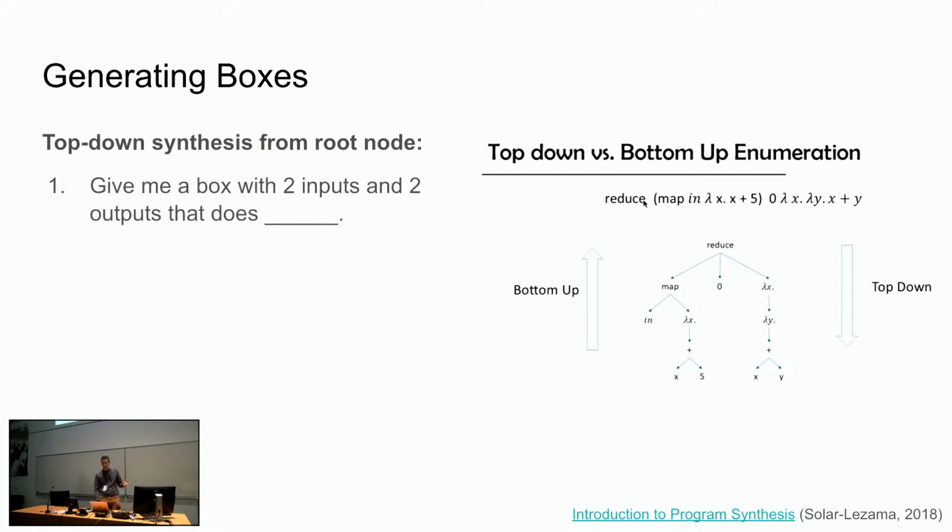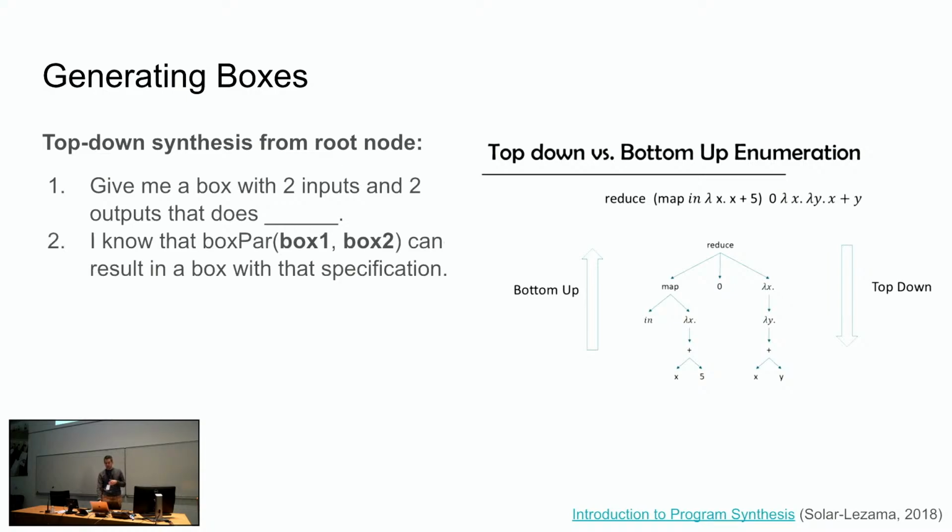The equivalent thing in Faust with boxes is to say, I want to have a box with 2 inputs and 2 outputs that does blah. And now you think to yourself, I know that box par, the parallel operator, can result in such a box. But if I call box parallel, I'm going to need 2 arguments. Well, those would be box 1 and box 2, and that can result in such a box with 2 inputs and 2 outputs. But now you have to recurse and say, give me box 1 and box 2. And so at the end of this procedure, you would end up with a box with 2 inputs and 2 outputs. Once you end up at a terminal node, just like down here, X and 5 are terminal nodes, and here X and Y are terminal nodes.